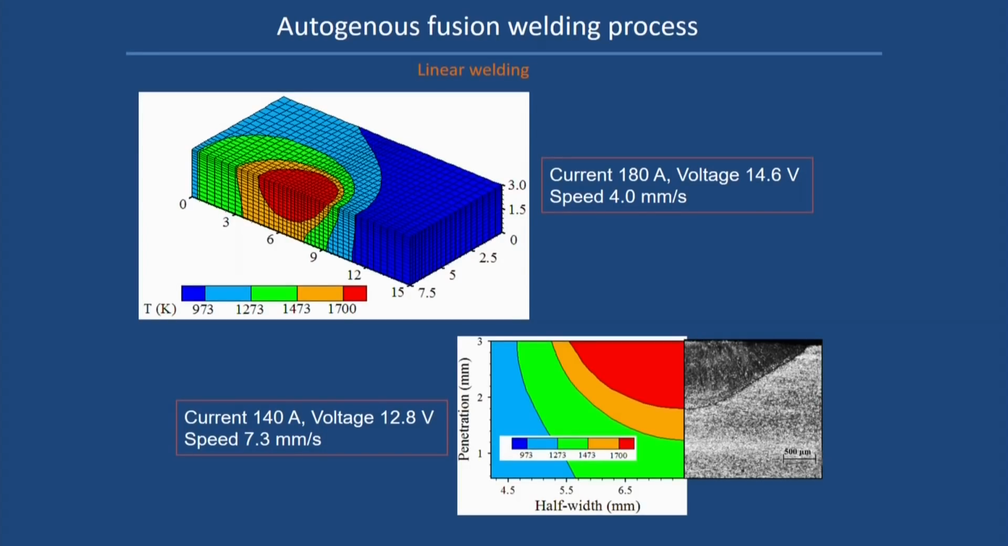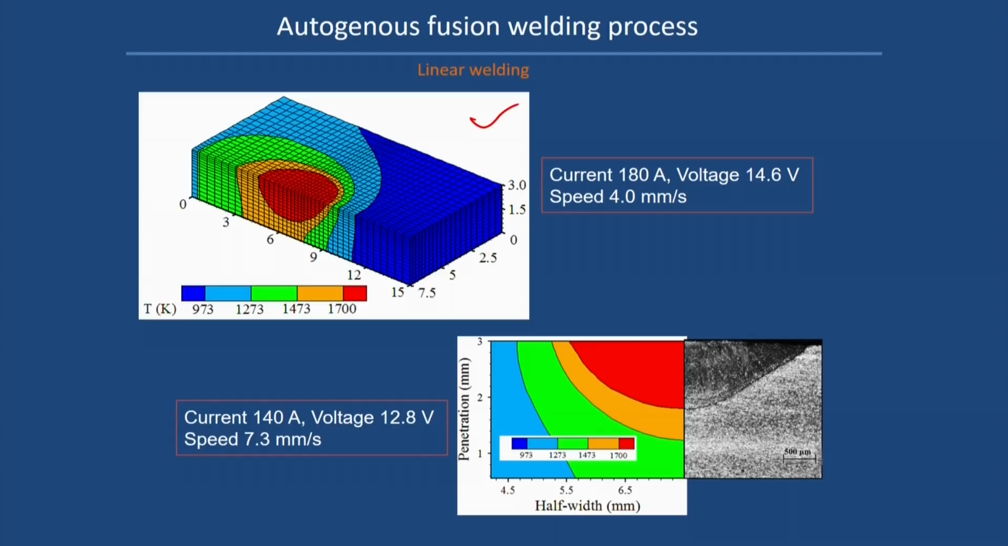Now, we look into the simulation of the autogenous fusion welding process, that means without any application of a consumable electrode. In that case, we generally solve the heat conduction equation to find the temperature distribution. So, in the first figure you see linear welding, that means a moving heat source, and at any instant of time the heat source is positioned at a specific point, and the temperature distribution is shown in the first figure.